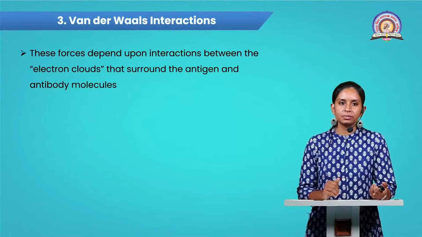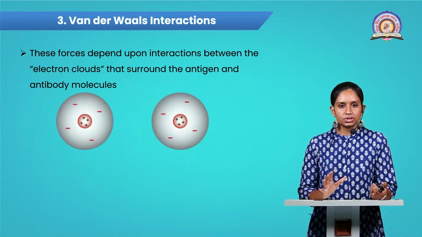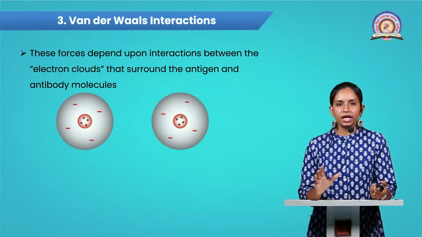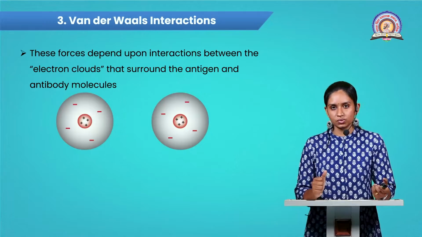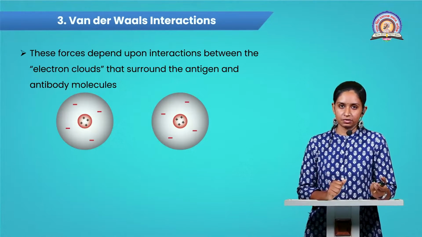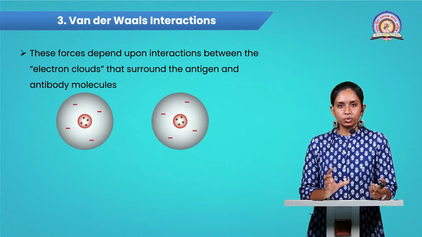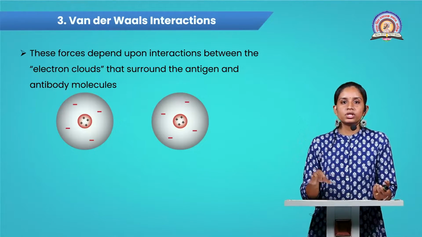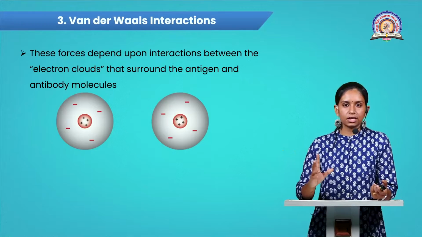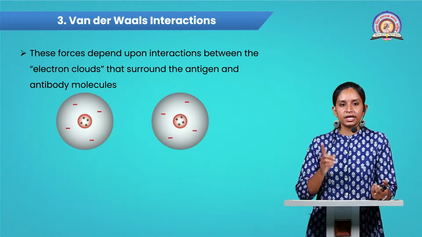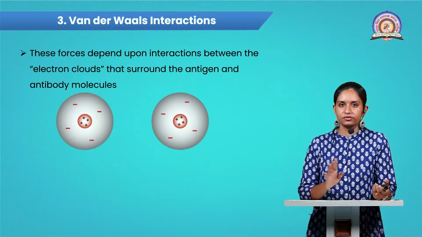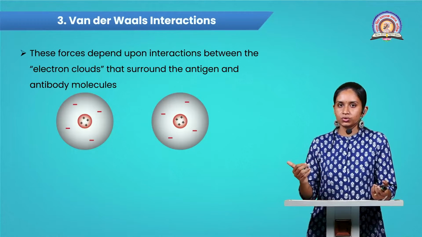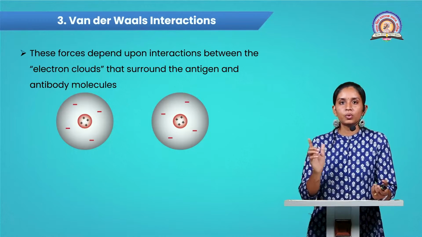Now, what do you mean by this? So, these forces actually depend upon the interactions between the electron clouds. Now, we all know the structure of atoms, and in an atom, we know that there are neutrons, protons, and electrons present. Inside the nucleus of the atom, like you can see on screen, there are two atoms given. Inside the nucleus, there are neutrons present which do not have any charge, so they are not shown in this figure, but there are protons shown.